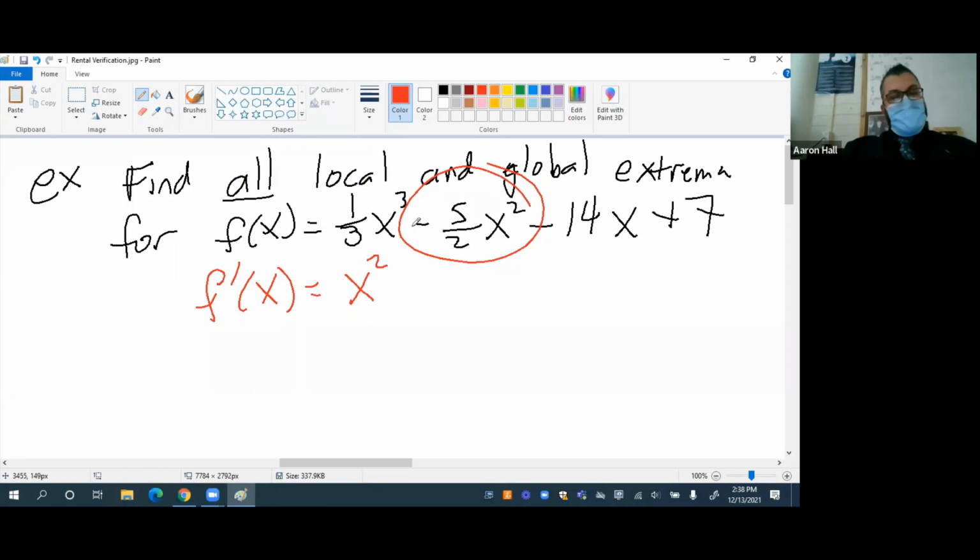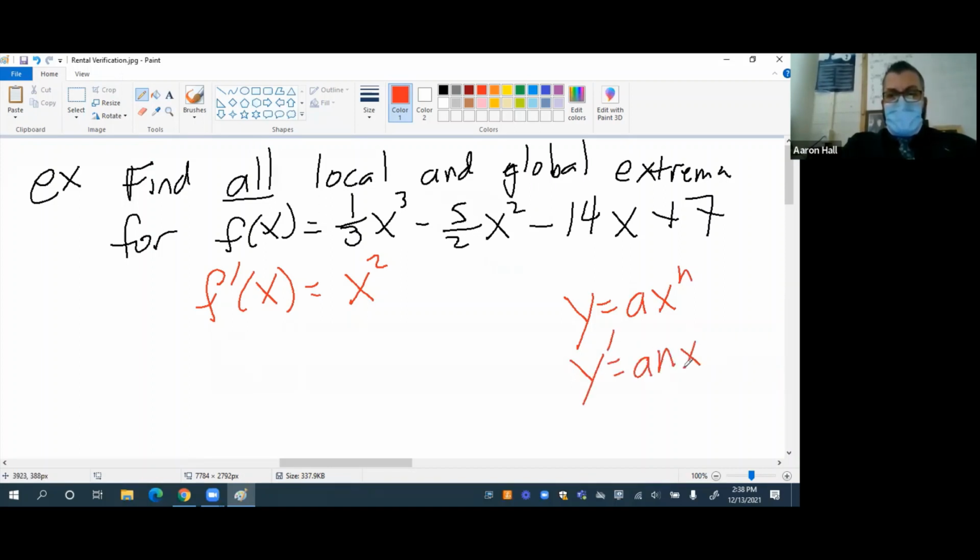Does the negative stay with the 5/2? So it is our power rule: when I have a times x to the power of n, the derivative is a n times x to the power of n-1. What if a was negative? It just stays like that. Yeah, it just stays there.